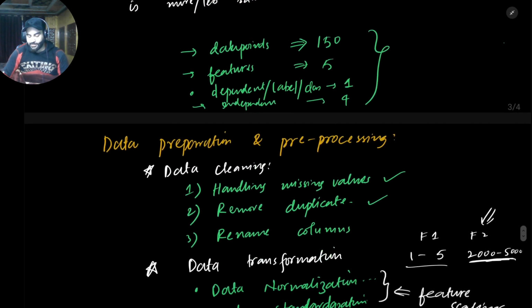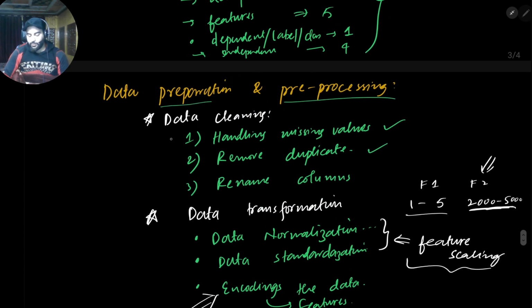So till now we have seen that in data preparation and pre-processing we do data cleaning and then we do data transformation. Are these two concepts clear?